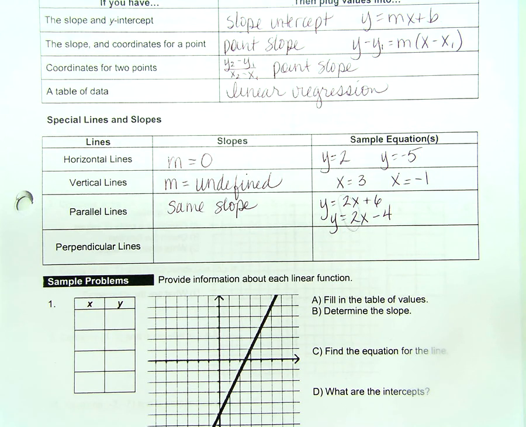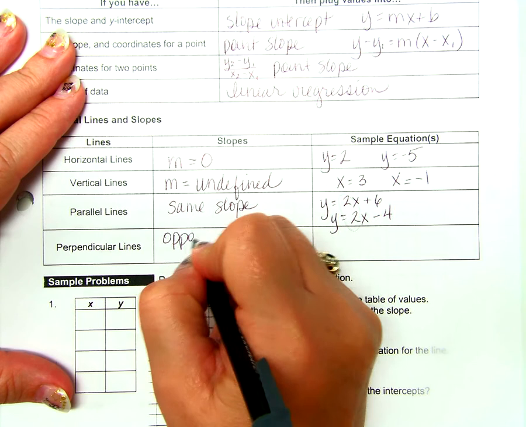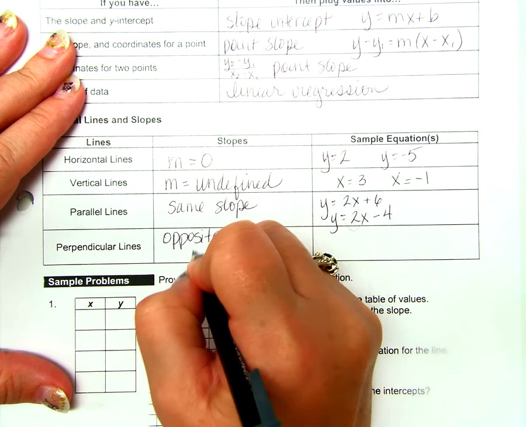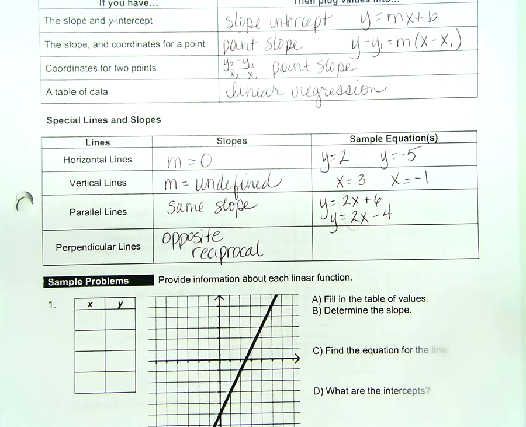What about perpendicular lines? They cross. How do they cross? At a 90-degree angle. That makes them perpendicular. So what's true about their slopes? They are different. Excellent. They are opposite. Opposite reciprocal slopes.